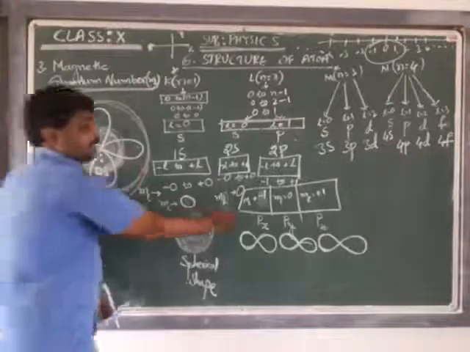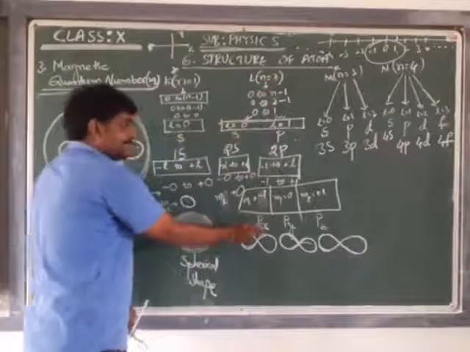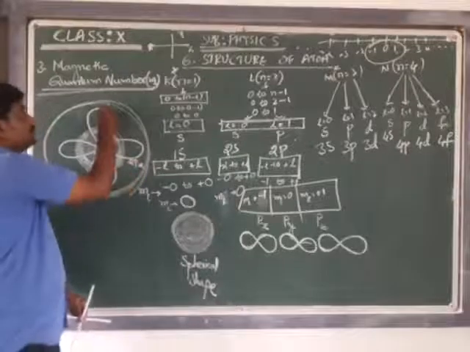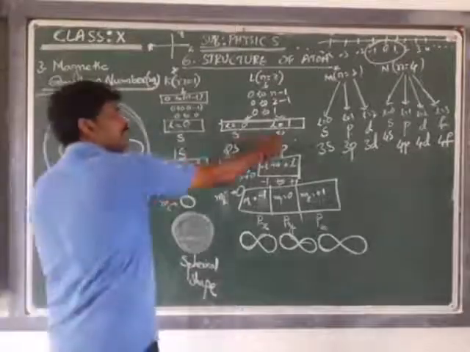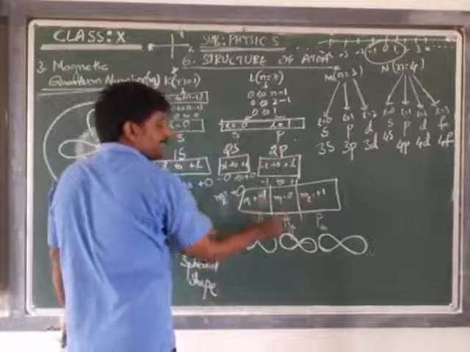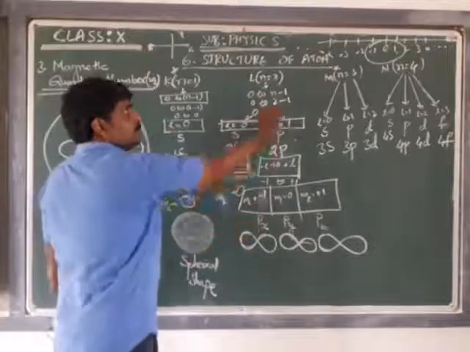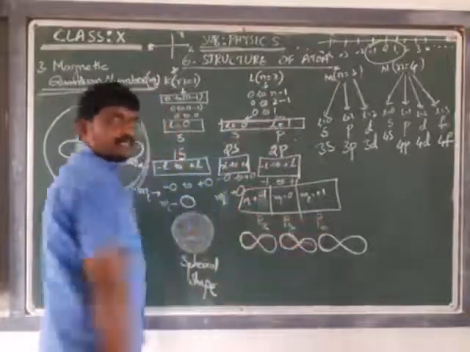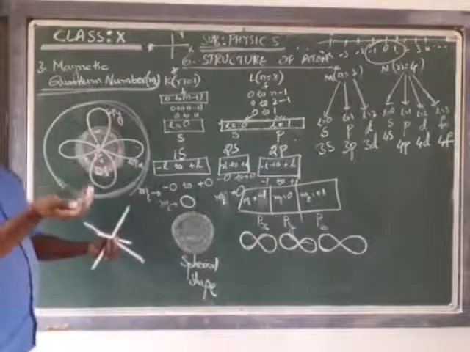Which px is there? Second shell px, 2px. This is 2py. Actually, the p subshell is oriented in 3 forms: px, py and pz. Which px? Second shell px. Which py? Second shell py. Which pz? Second shell pz. This is 2px, 2py, and 2pz I can't draw.